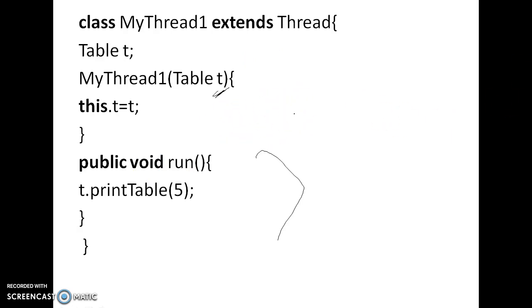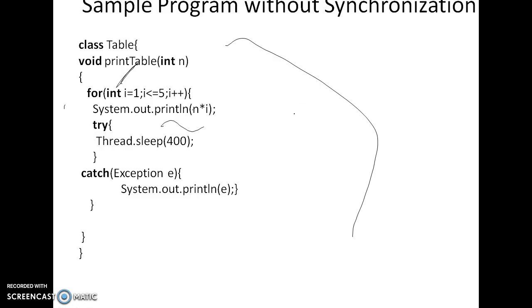Here t.printTable(5), I am passing argument 5. So what will be printed? In this case 5 is printed, because the i value is 1, so 1 into 5, the n value is 5. So 5 is printed. Here I am making the thread sleep for a while, that is, for 400 milliseconds. At that time the second thread T2 will be allowed to access this printTable method.